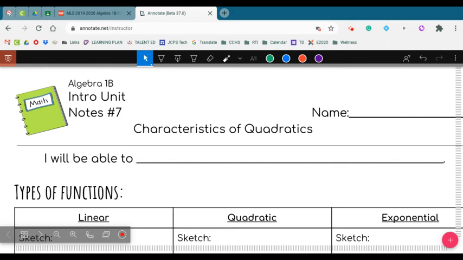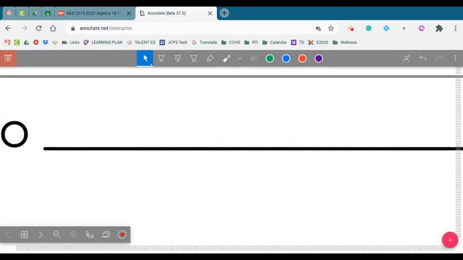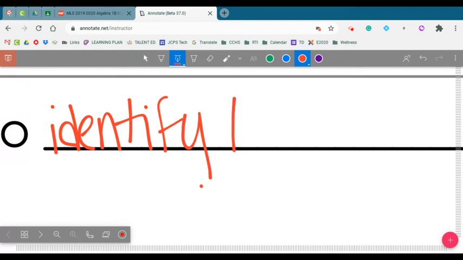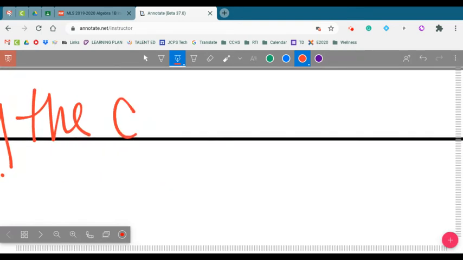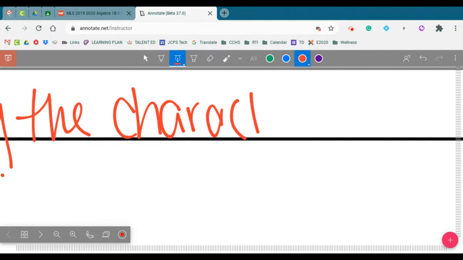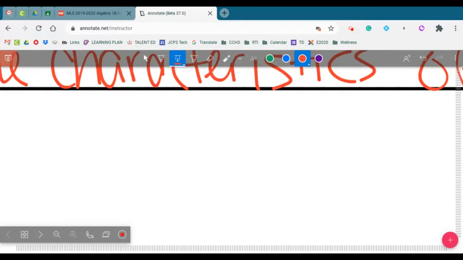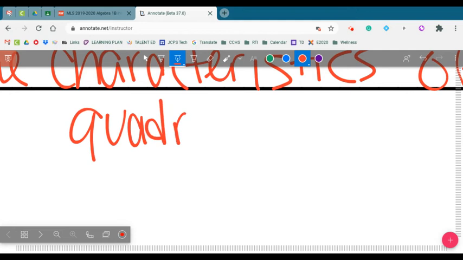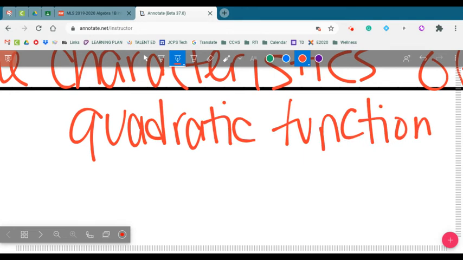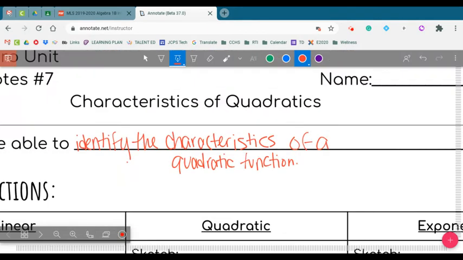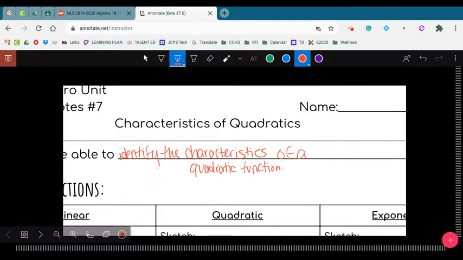Okay, today we're going to cover notes number 7, the characteristics of a quadratic function. So today you will be able to identify the characteristics of a quadratic function. We're going to talk about the different parts of quadratic functions today and what they each represent.